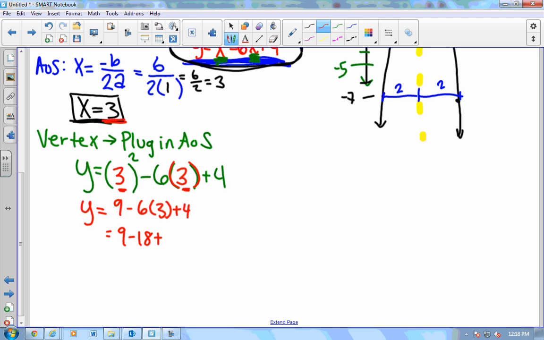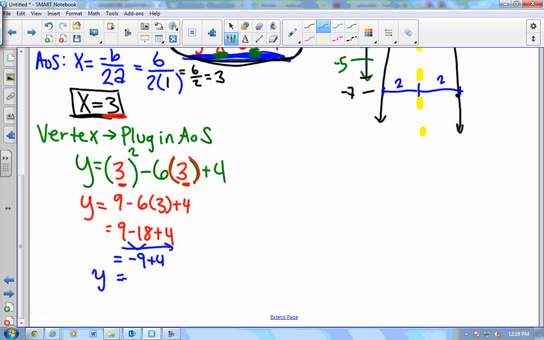Minus 18 plus 4. Addition and subtraction goes left to right. So I do 9 minus 18, which is what? Good. Plus the 4 leaves me with y equals negative 5. Nope. Addition and subtraction goes left to right. So we start on the left, and we do 9 minus 18 first, and then add the 4, which leaves negative 5.